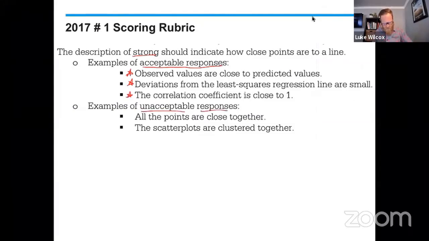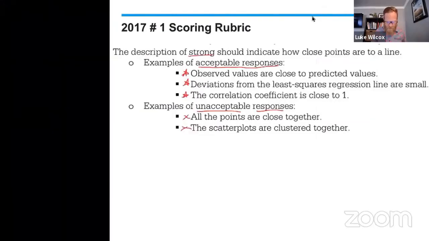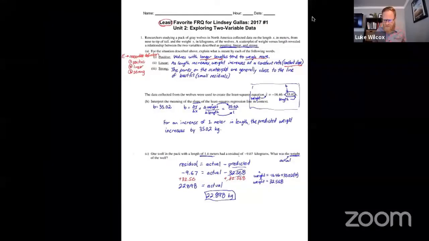Unacceptable responses are to just simply say all the points are close together. It doesn't quite tell you about strength. And saying the scatter plots are clustered together doesn't quite make sense. So you can see why Ms. Gallus had trouble with this one, because the grading of it is kind of a mess.